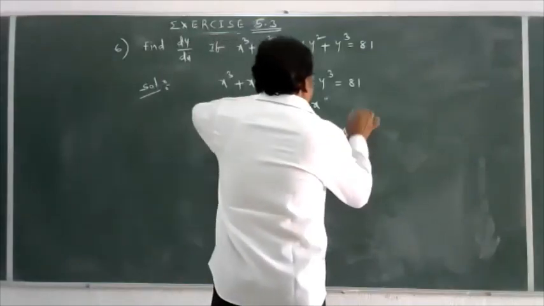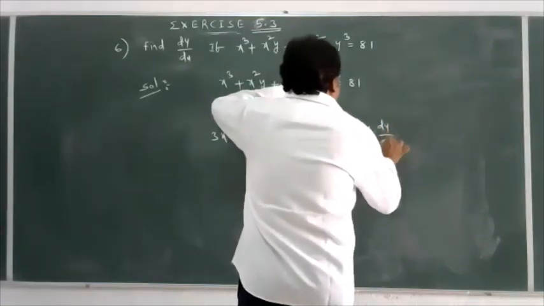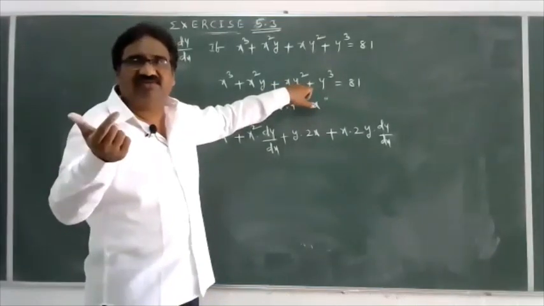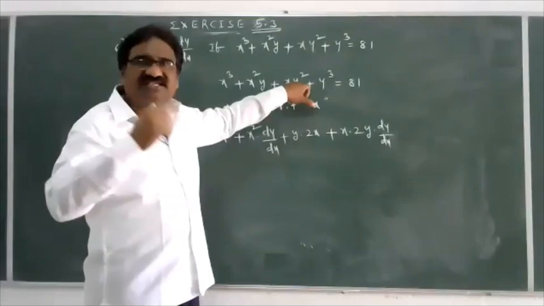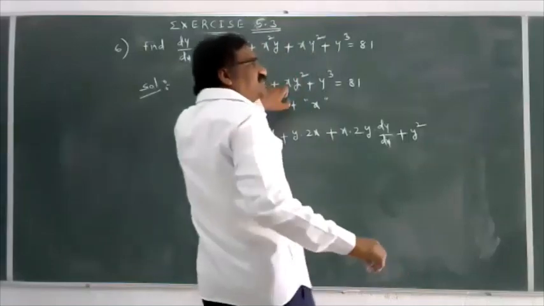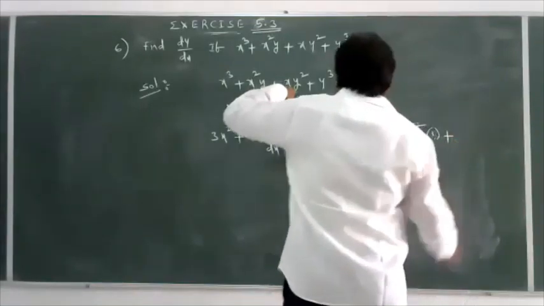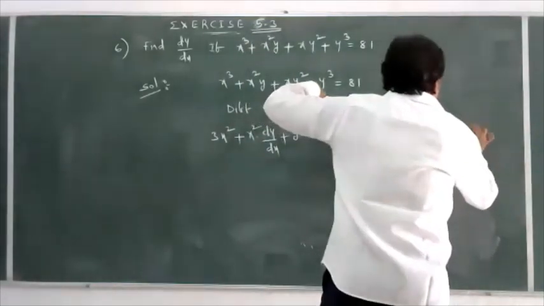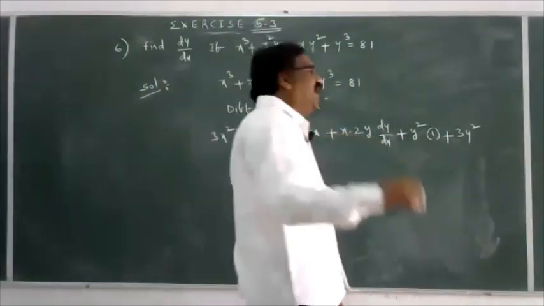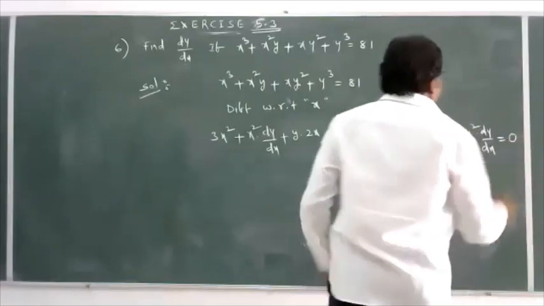So first function x into y square derivative is 2y into y derivative with respect to x, dy by dx, plus second function y square into derivative of first function x, which is 1, plus derivative of y cube is 3y square into y derivative dy by dx, is equal to 81 is the constant, derivative 0.